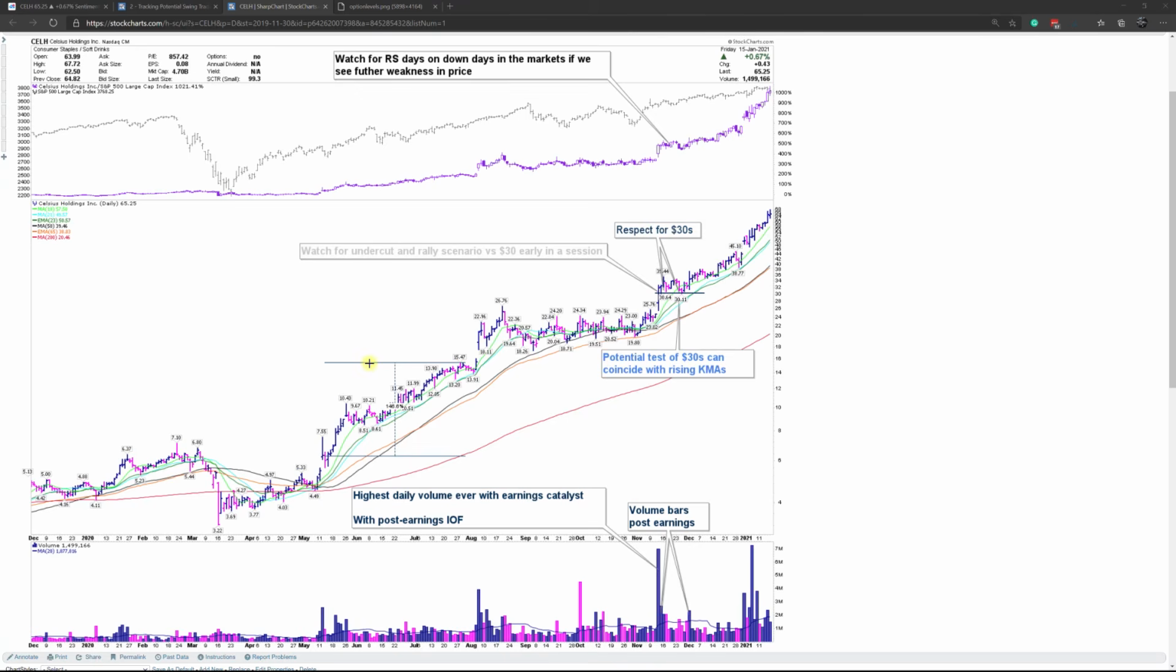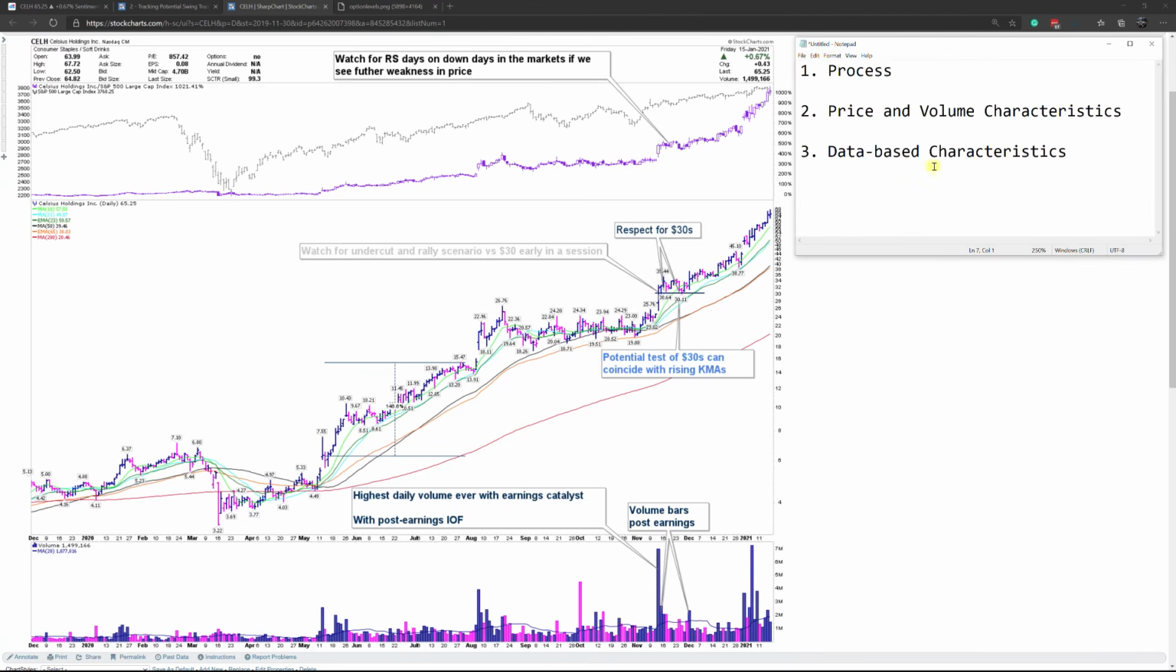So to get started here with CELH, the video walkthrough is going to walk you through the process itself of how the stock travels from one watch list to the next. Then I'll go over price and volume characteristics. And the third thing is going to be the database characteristics through the money flow markets.